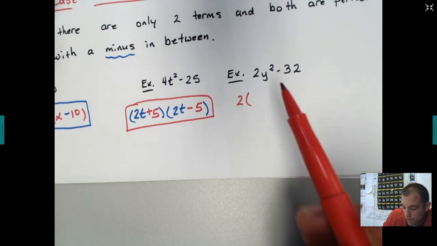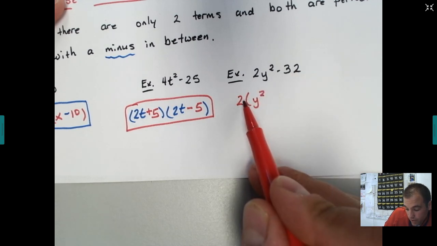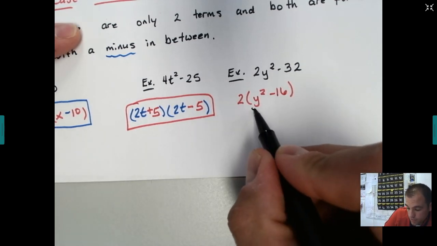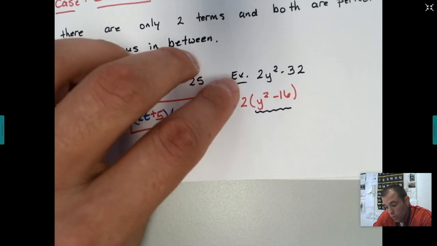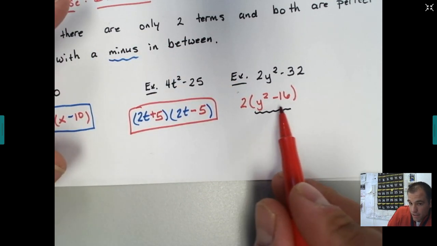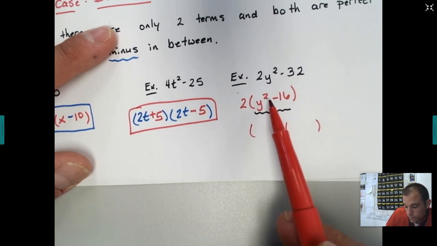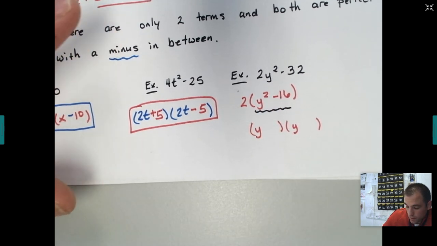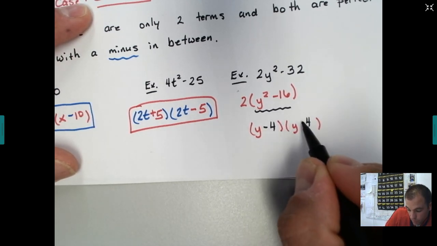But wait, there's more. If you take the 2 out, 2y squared divided by 2 just leaves y squared. 32 divided by 2 makes it 16. And now if you look in the parentheses right here, those are both perfect squares. So just ignore that 2. Act like that 2 in front is not there until the very end. Let's just focus on inside, okay? So they're both squares, and there's a minus in the middle. The square root of y squared is y and y. The square root of 16 is 4 and 4. One of them is minus, one of them is plus.